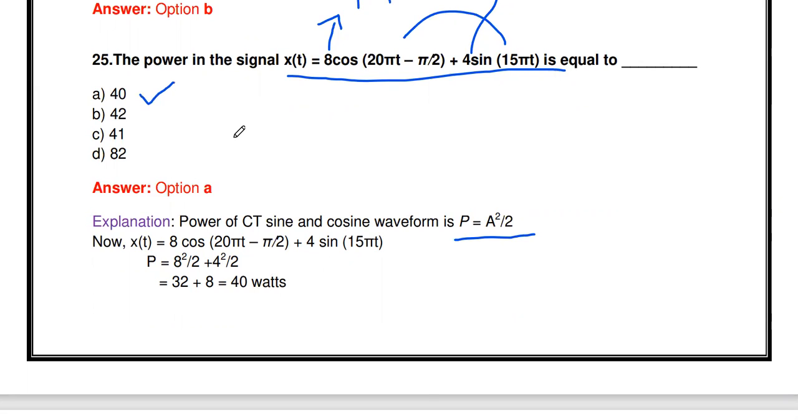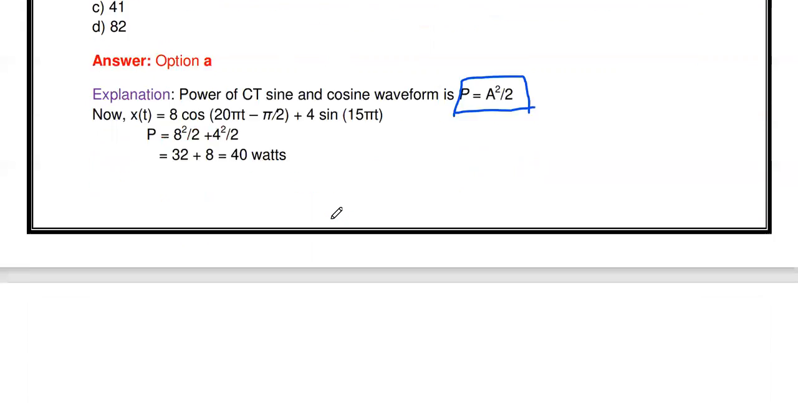You may calculate like this. If we want to check whether it is periodic or non-periodic, we have to look at the frequency part. But if we want to know whether it is a power signal or energy signal, we have to look at the amplitude part in a sine and cosine waveform. For one sine or cosine waveform, the power value is A squared divided by 2. This formula you just remember.